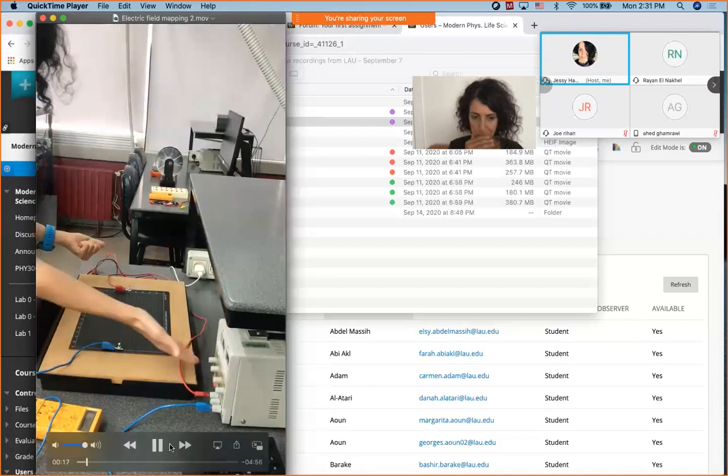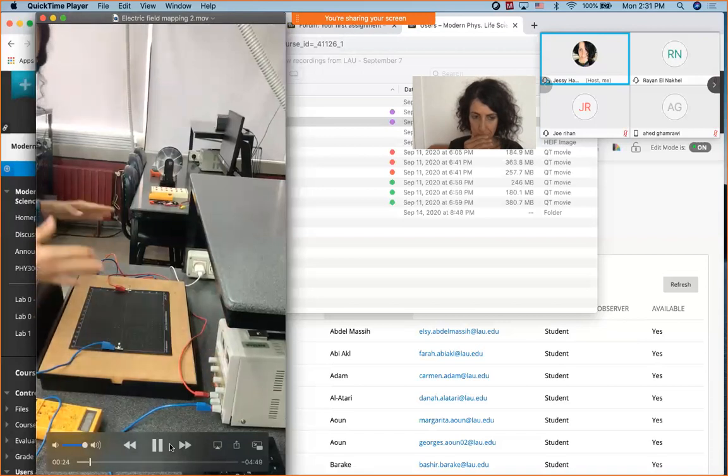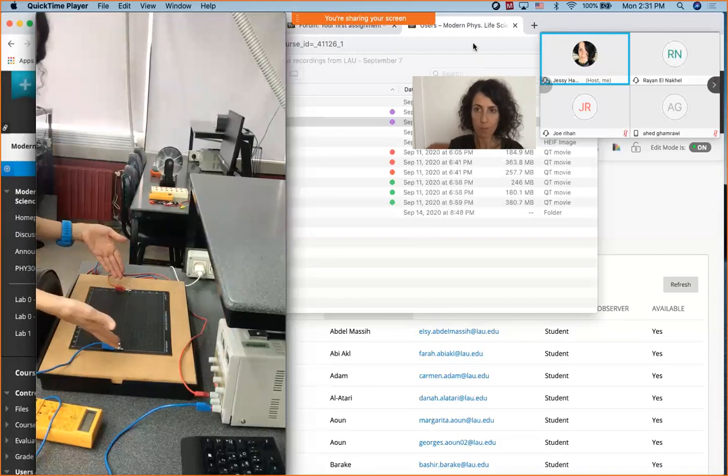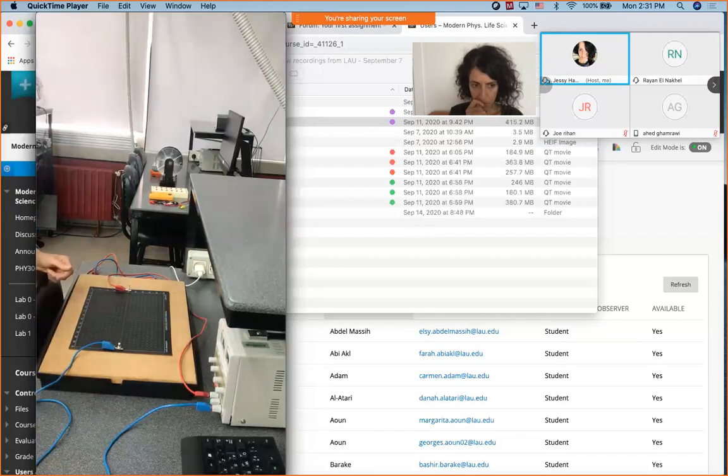But when I put the power supply on and I see 20 volts displayed on the screen, I would know that I just created 2 point-like charges. The potential difference between these 2 point charges is 20 volts. Now my job is to use the voltmeter, the multimeter on volts, to try to do some measurements.